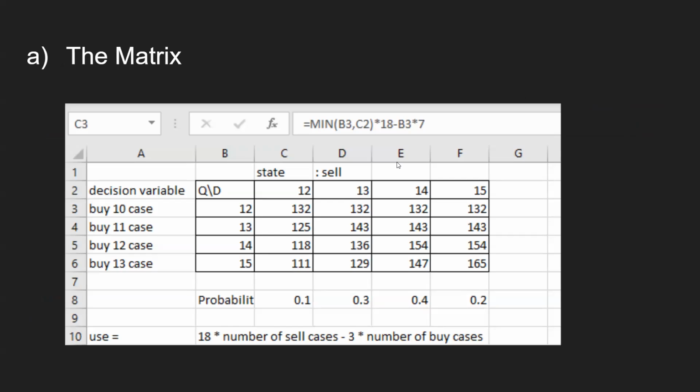The matrix that we can construct: the state is how many cases we sell that day, and the decision variable is how many cases we buy. And here are the probabilities. The value is calculated by using 18 multiplied by the number of sold cases minus 7 multiplied by the number of bought cases. And here's the Excel function.